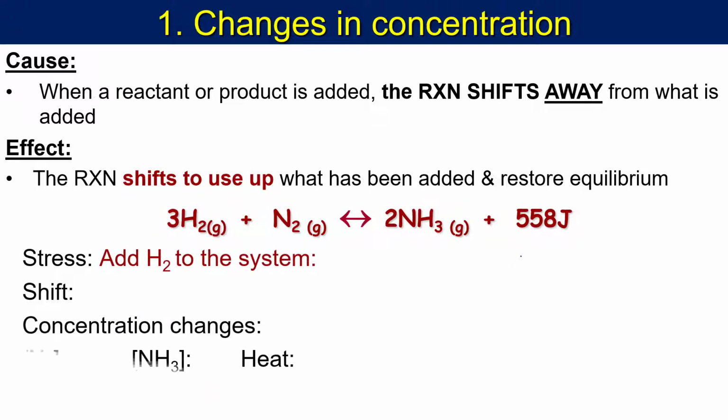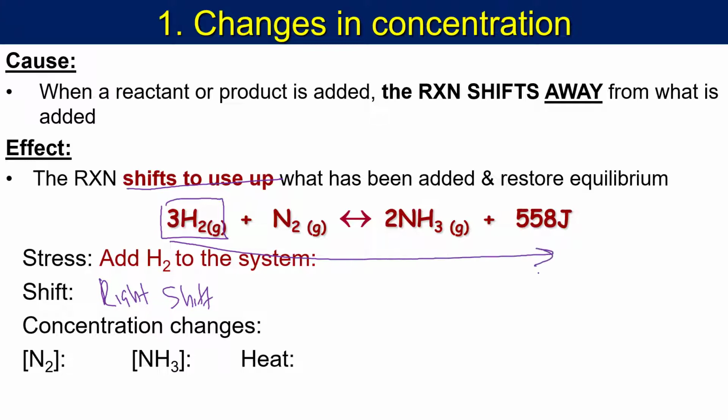Instead of adding N2, let's add now H2 to the system. Well, we look at our cheat sheet, we say whenever we add something to the system, we are shifting away from what's added. Why are we doing that? To use up what we just added to the system. So this is also going to be a right shift. That is going to make the reaction proceed to the right.